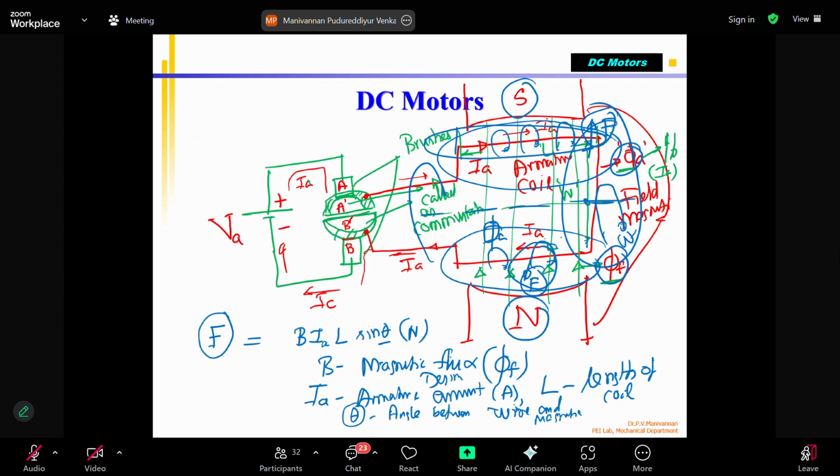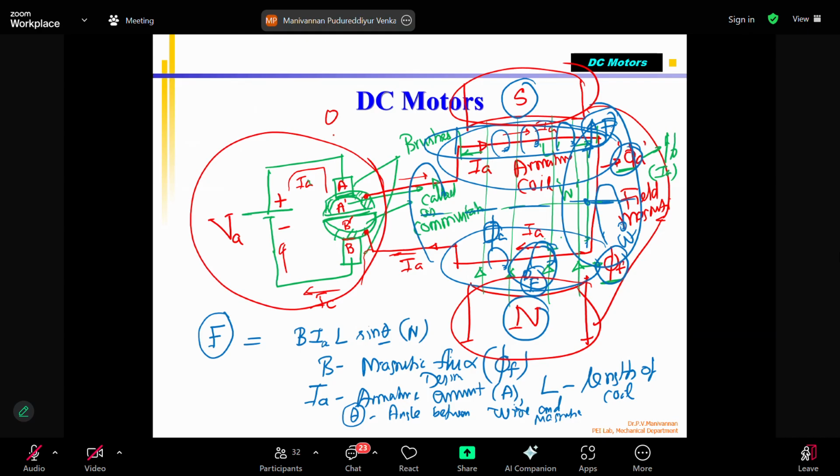Already I told you, I have a field magnet which is fixed and not moving. The armature coil is rotating inside the field magnetic field. Of course, the armature coil also produces its own magnetic field because I am supplying a voltage. There's a current flow and it produces phi A. Apart from that, the armature coil is rotating inside the field magnetic field, so the armature wires are cutting phi F. Because of that, another voltage is induced in the armature coil.